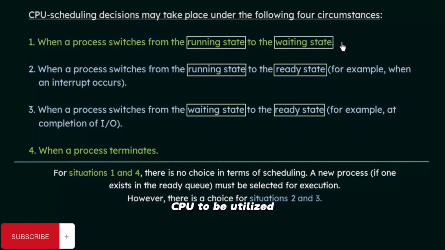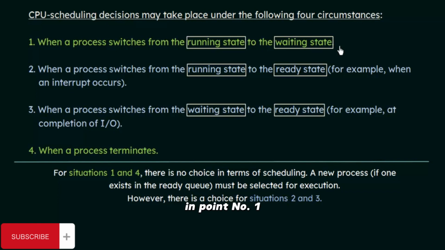We want the CPU to be utilized by some other process at that time so that we can maximize our CPU utilization. That is why, when a process is in the waiting state, we have to make sure that another process gets the CPU and utilizes it. So in point number 1, when a process switches from the running state to the waiting state, we have to assign the CPU to some other process for sure, so we have no choice here. We have to assign the CPU to some other process, because the current process is waiting.